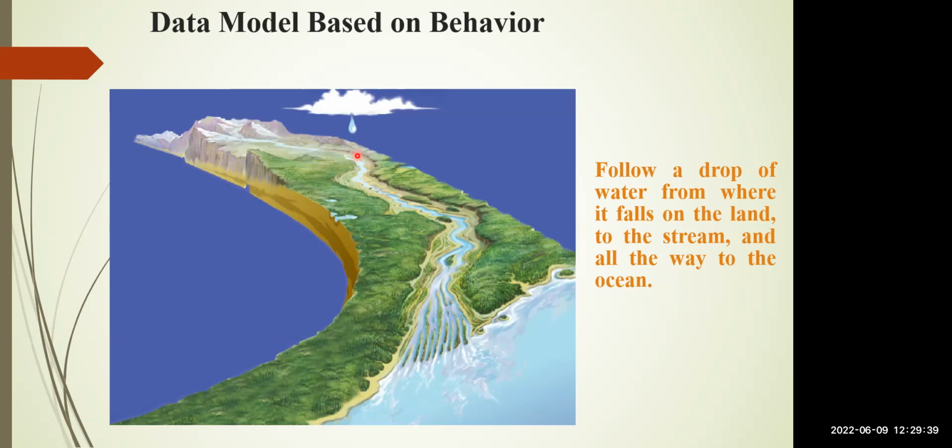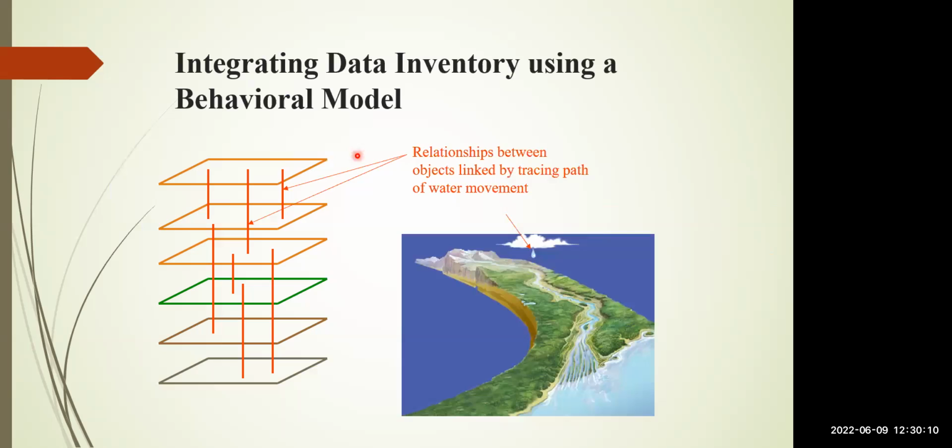So basically, whenever we are using that specific location or specific topography for the data, we use the digital elevation model for the area to make the overall groundwater watershed management. So for the watershed management, we need to use the digital elevation model, and also some other applications can be used to make the watershed for the overall area. That is integrating the data inventory using the behavior model.